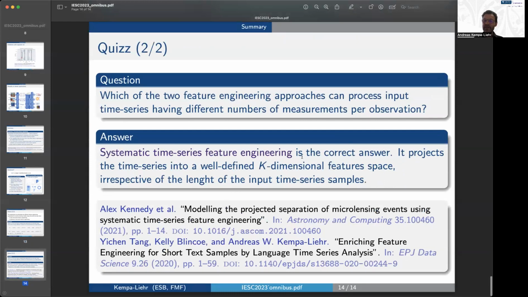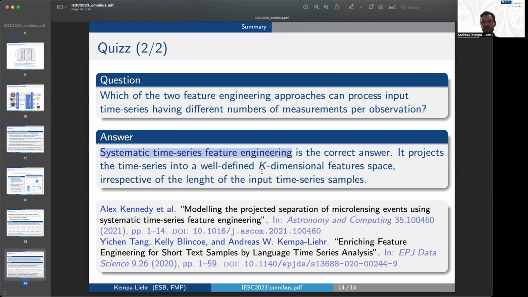Systematic time series feature engineering is the correct answer. It projects the time series into a well-defined k-dimensional feature space, irrespective of the length of the input time series samples. And this is very important because it gives you a robust representation of your observation, irrespective of the number of measurements which you have. Of course, you could work with imputing, but there are always situations where imputation doesn't work. For example, the natural language processing example, where we had word length sequences as input signal. So systematic time series feature engineering is quite useful.